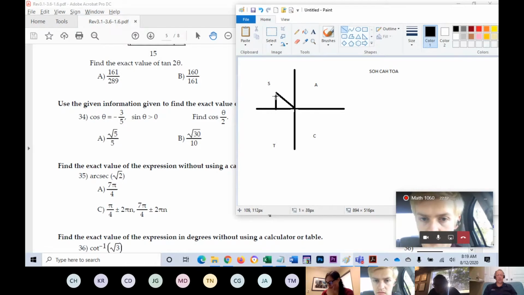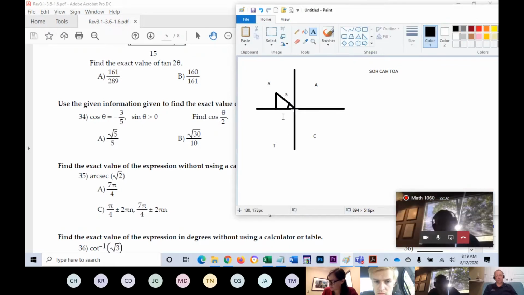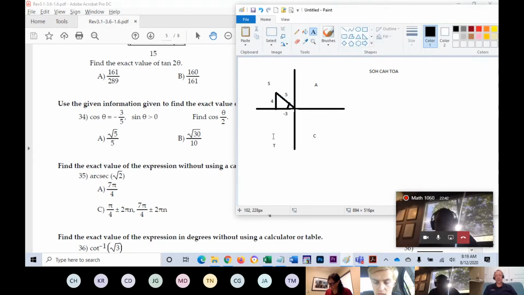Yes. Now, if this is theta here, where does the 3, the 4, well, the 5 goes on here, right? Yep. Where's the 3 and the 4? The 3 would be on the bottom, and the 4 would be on the left. So negative 3 and positive 4. Okay. Now, were you able to figure out that it was in quadrant 2 on your paper? Yes. Oh, okay.